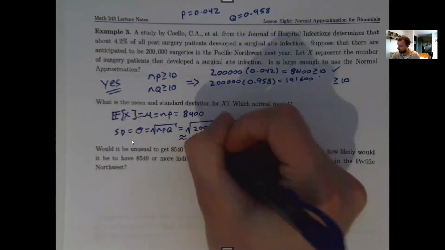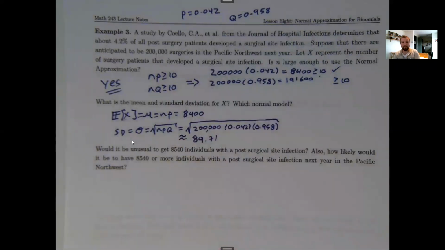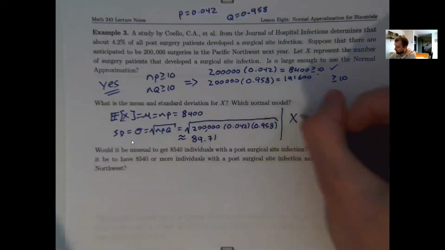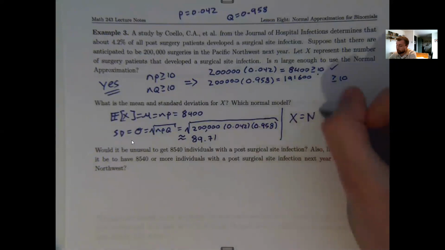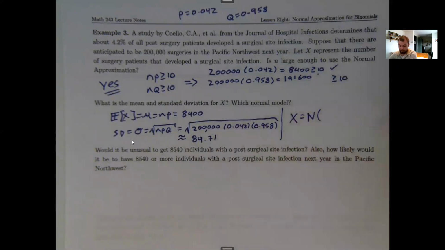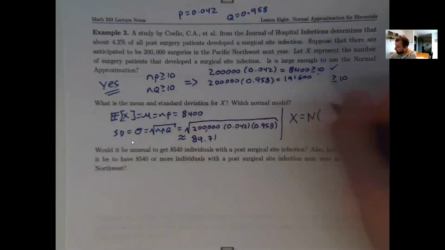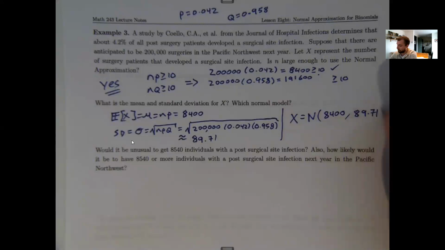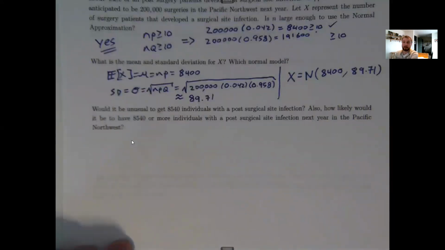I got 89.71 or so. So this tells me the distribution for the number of infections that I should expect for this region should be about a normal distribution. I have a really large n with an average of 8,400 and a standard deviation of 89.71. Follow-up questions that I can now answer.